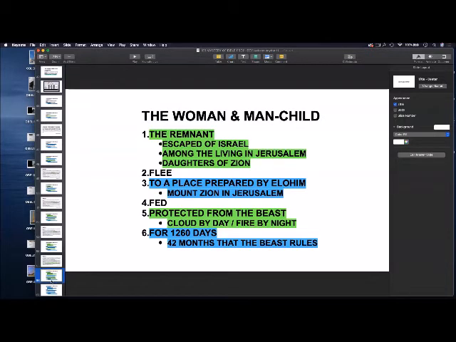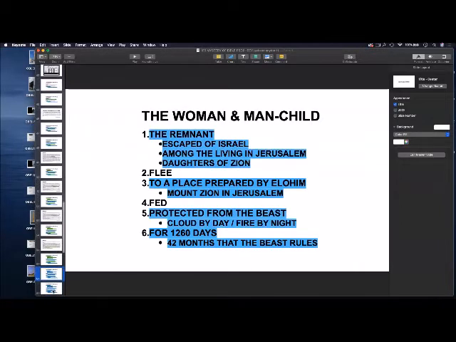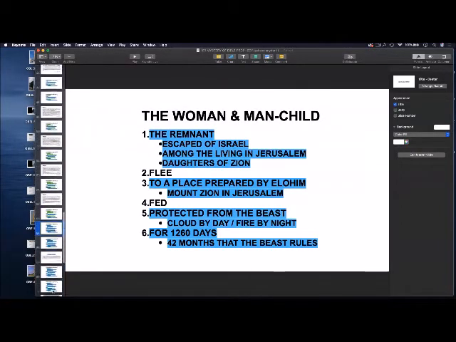Another thing about this is that it is significant that Jerusalem has never been protected by a pillar of fire and column of smoke, and that this is a future event. So we can scratch those off. And the next one that we're going to address is being fed, where the woman is being fed.